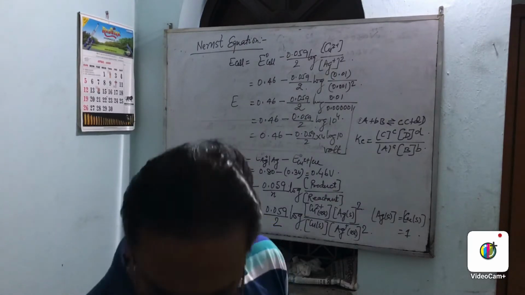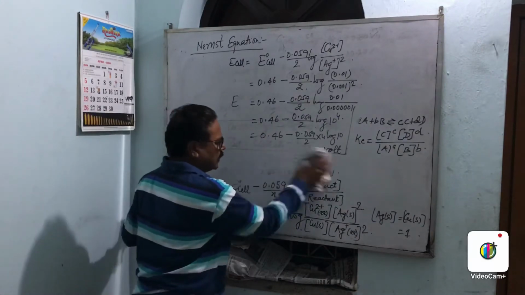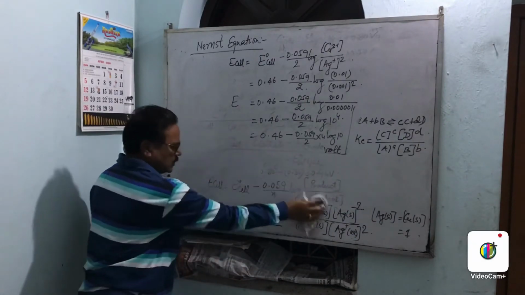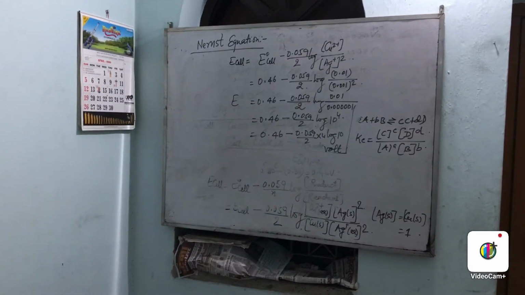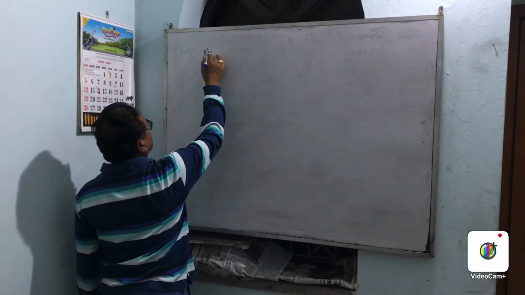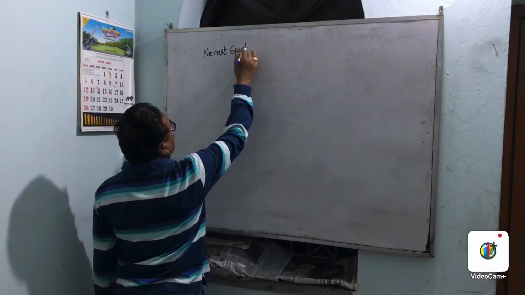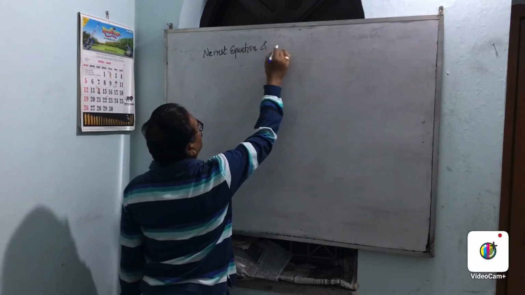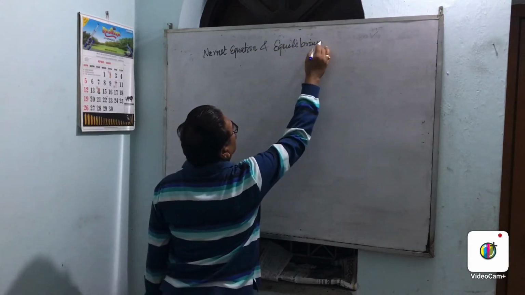Now we consider another topic. Now we take another topic. I erase it completely. Now we take another topic, equilibrium constant and Nernst equation. Equilibrium constant.